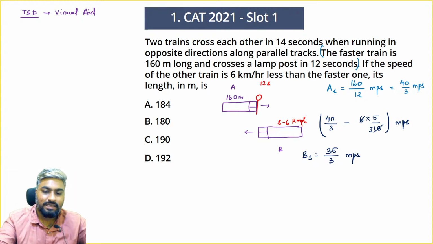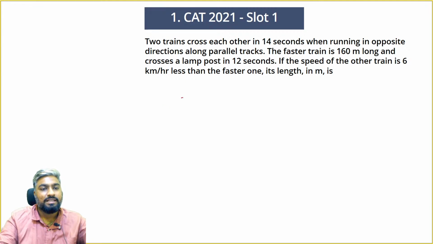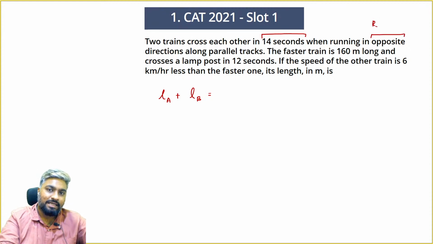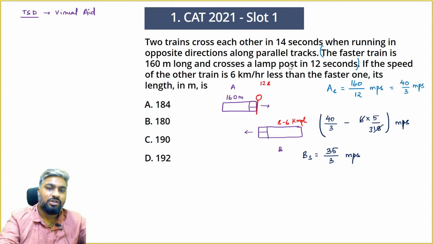We are going to use this in this place where we have both the trains crossing each other in 14 seconds. Correct? So if both the trains cross each other, the total distance that they cover will be length of A plus length of B. And what will be the speed? Because the trains are moving in opposite direction, the relative speed is going to be speed of A plus speed of B. Correct? Speed of A we saw was what?